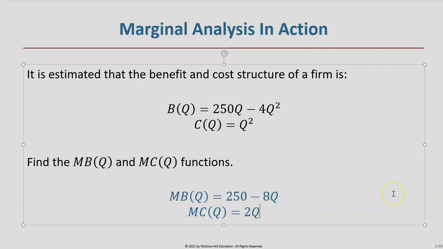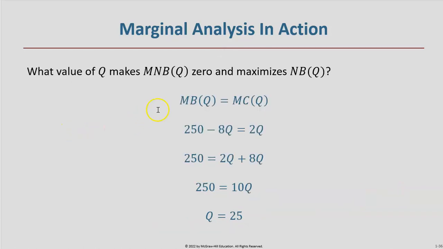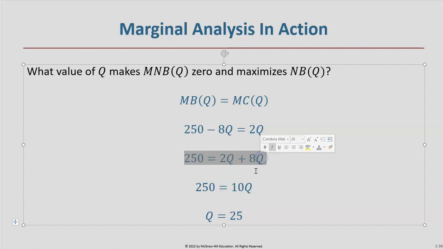Okay, so net benefits are maximized where marginal benefit equals marginal cost. So we can just set marginal benefit equal to marginal cost: 250 minus 8Q equals 2Q. At that point, we just do a little bit of math. On the third line here, we've added 8Q to both sides. On the left-hand side, minus 8Q plus 8Q is equal to 0, so we're left with 250 on the left side. And then 2Q plus 8Q is equal to 10Q, and if we divide both sides of this second to last equation by 10, we get 25 equals Q.